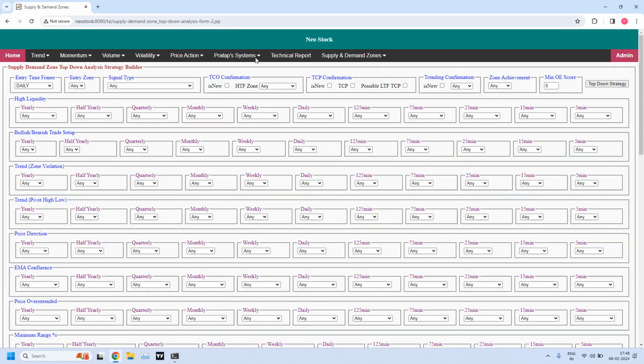Now let us get into the report generation. So in the supply demand zone top-down strategy builder, first let us generate a bullish trade setup for monthly income trade. In monthly income trade, the LTF zone is daily. So that is the reason why our entry time frame is daily. And the entry zone should be demand zone because it is a bullish trade setup. And in bullish or bearish trade setup parameter on daily time frame, you need to select the parameter bullish.